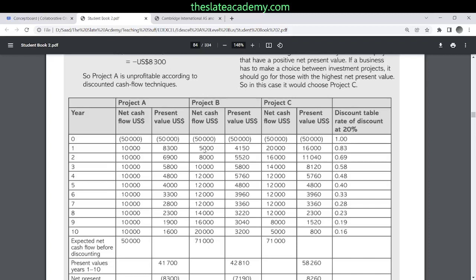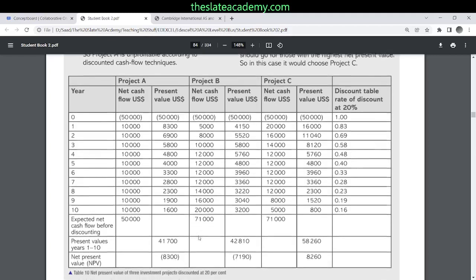This is all you have to do. You get all these present values, you add all the present values, you get net present value.